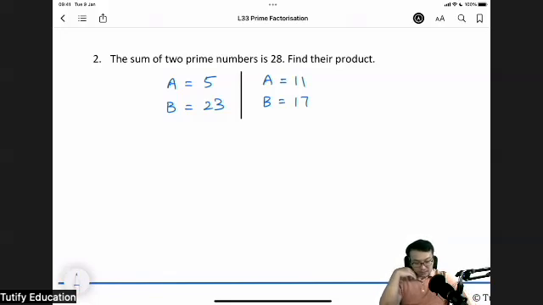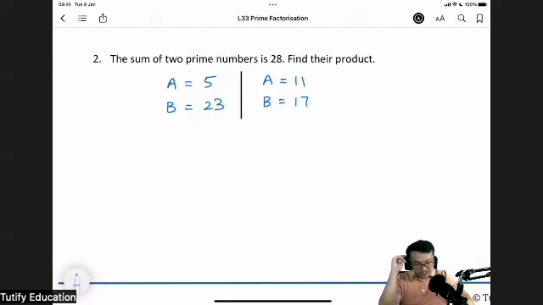Now, after 11, of course the next prime number is 13. So you have 13 plus 15, but 15 is not a prime number. Then after 13, the next prime number is 17. But we already found 17 and 11. So I think from here on, there are no more possible answers.